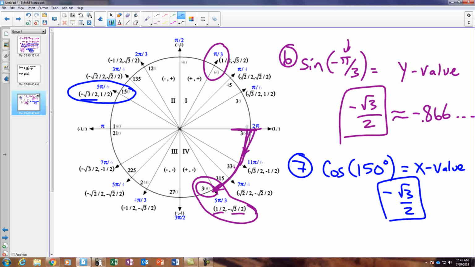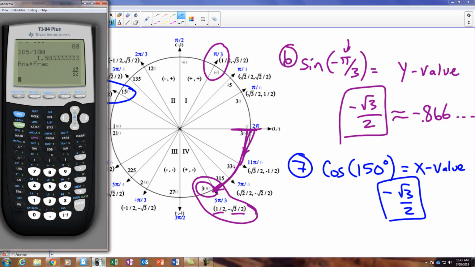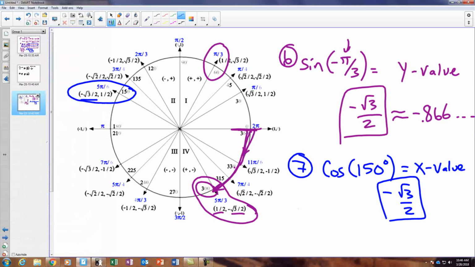But if I were to take the calculator and do the cosine of 150, notice I'm in degree mode from before, I get that negative 0.866. Now, again, if you memorize all those decimals and which ones are which, yeah, I guess you can use your calculator. But the unit circle is pretty straightforward. Find your spot and then use the information that you're asked for.